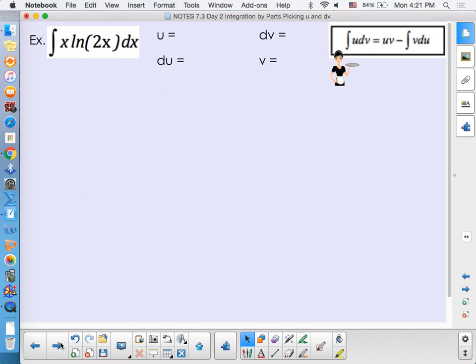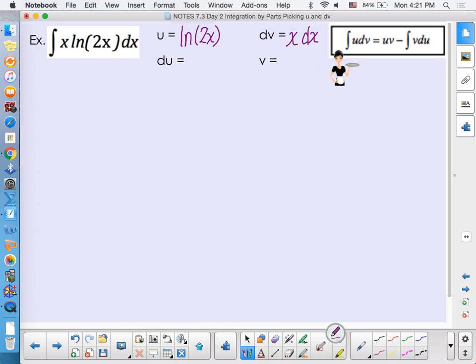So let's test this out now that you're going to be picking the u's and the dv's. In this integrand, you've got an x, which would be considered an algebraic expression, and you've got a natural log of 2x, which is a logarithmic one. So as you go through LIATE, when we hit L for LIATE, that's the logarithmic functions. So the suggestion is natural log of 2x will be our u function, okay? And our dv then is the rest of the function, which is x dx.